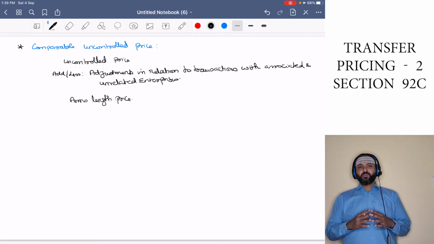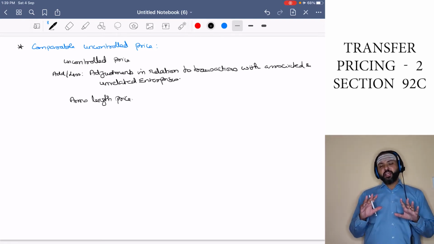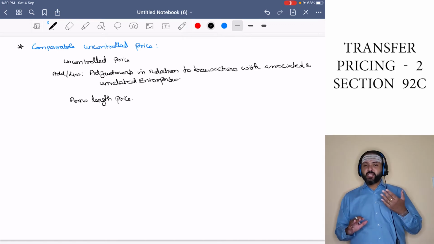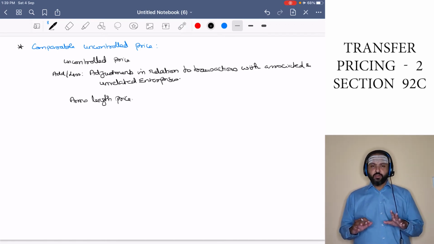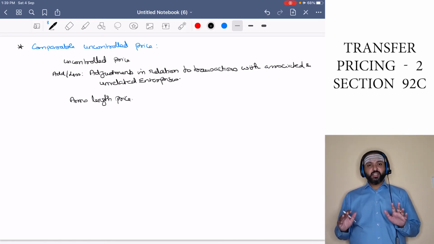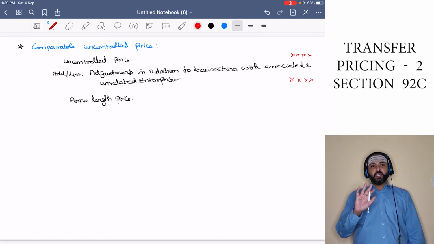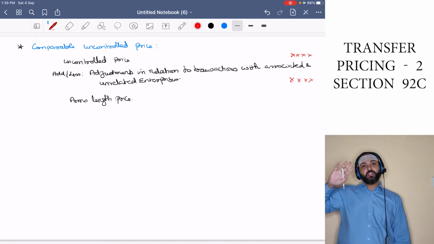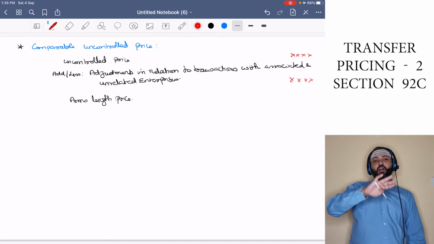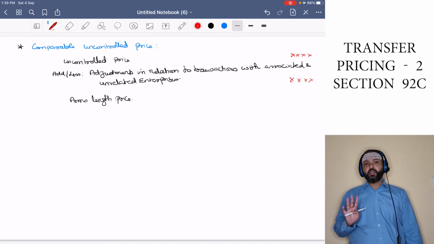So what is this adjustment, sir? Don't worry, we will take up these adjustments and understand why they are made. First let us see what needs to be done. So you start off with the uncontrolled price. This is the price you charge to the outside entity or a third party. Then you make changes in that transaction for whatever adjustment has to happen for a third party and which has not to happen for an individual, related party.